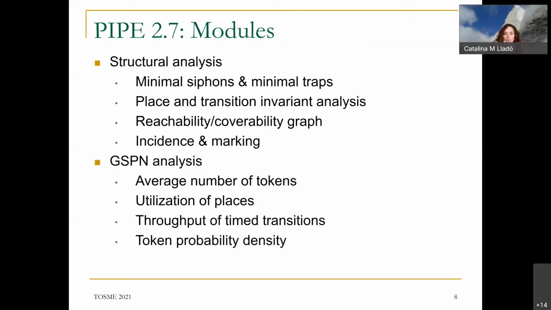Then as modules, there are many different modules, some of them providing structural analysis like minimal siphons and traps, place and transition invariants, the reachability and coverability graph, of which we will see an example because I think it's quite nice. Also, GSPN analysis with the traditional performance results: average number of tokens, utilization of places, throughput, token probability density.